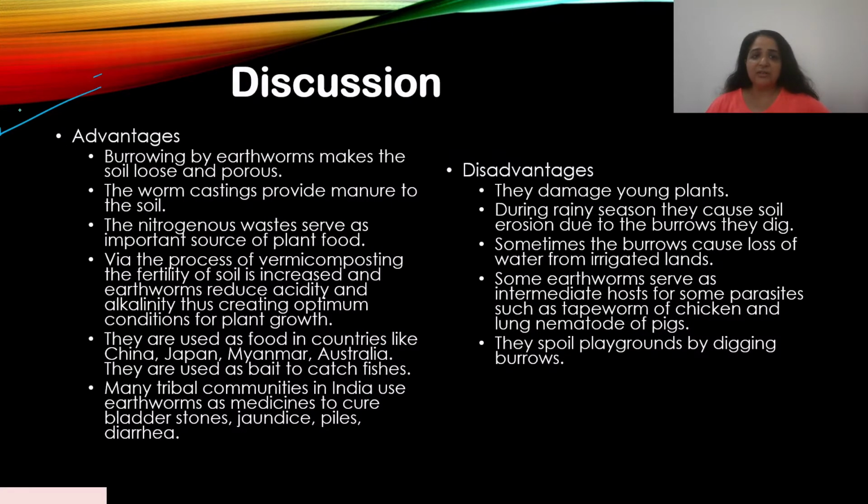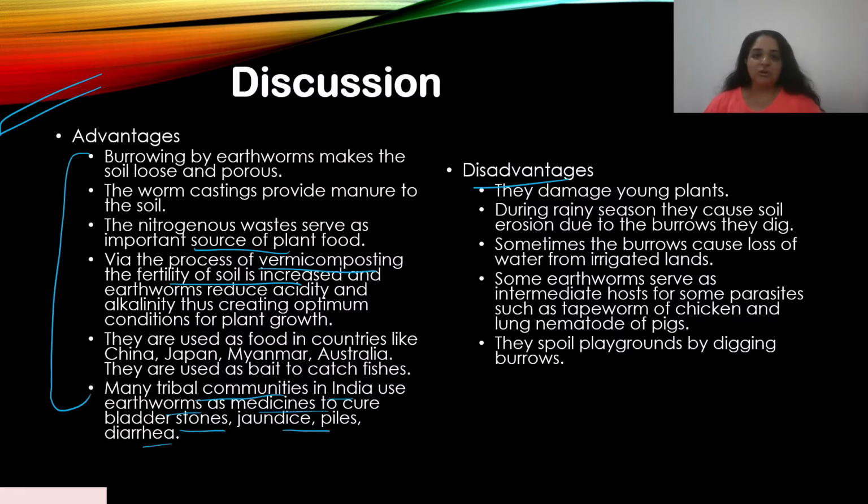Okay, so here I have made a table of advantages and disadvantages of earthworms. Okay, I think we have already discussed advantages previously. Obviously they provide manure to the soil, and the nitrogen waste serves as an important source of plant food, and via the process of vermicomposting, the fertility of soil is increased. With the help of earthworms, they are also used as food in some countries, and many tribal communities in India use earthworm as medicines to cure bladder stones, jaundice, piles, diarrhea, etc.